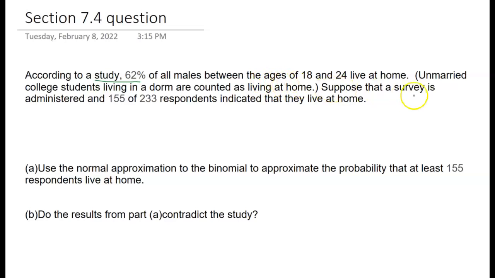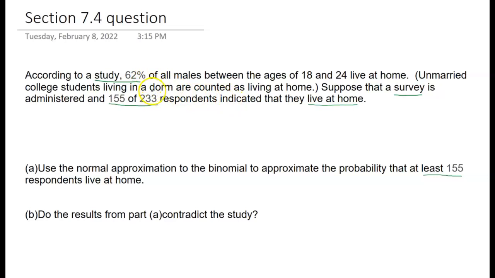Now suppose there's a survey that's administered to 233 people, and 155 respondents said that they live at home. So you're asked to use the normal approximation to the binomial to approximate the probability that at least 155 respondents live at home. So an important thing to know when you're doing this is when you're comparing a study to a survey.